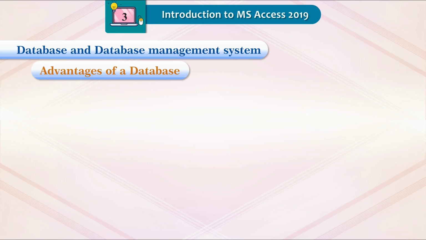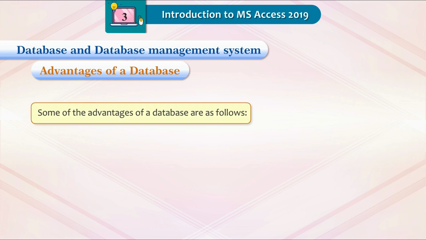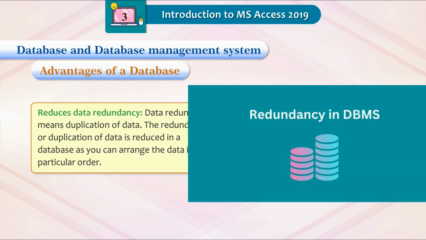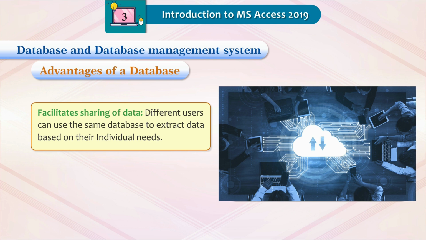Advantages of a database. Some of the advantages of a database are as follows. Reduces data redundancy. Data redundancy means duplication of data. The redundancy or duplication of data is reduced in a database as you can arrange the data in a particular order. Facilitates sharing of data.